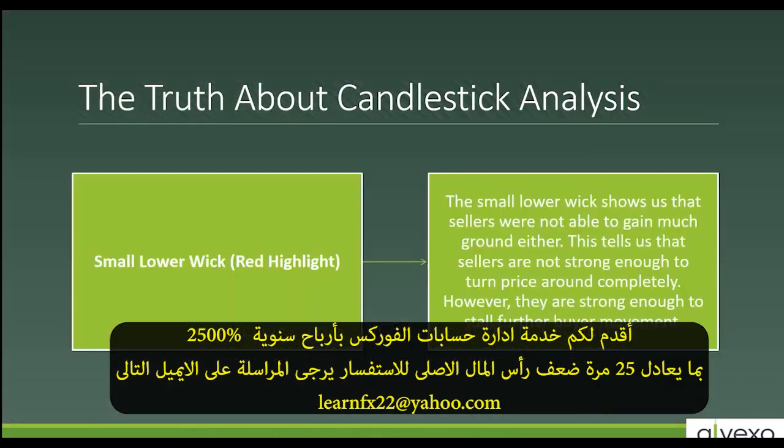And then we had a small lower wick. So remember, an indecision candle has some very important features. Just because you have a candle forming and it's got a small body doesn't mean it's indecision, it depends on where it is. And it's got to have the wicks that tell you something. The small lower wick shows that the sellers were not able to gain much ground either. This tells us that the sellers are not strong enough to turn price around completely. However, they are strong enough to stall the buyers' movement.